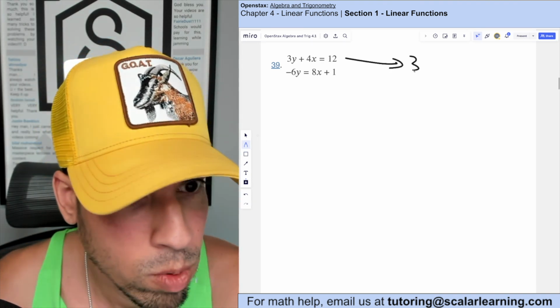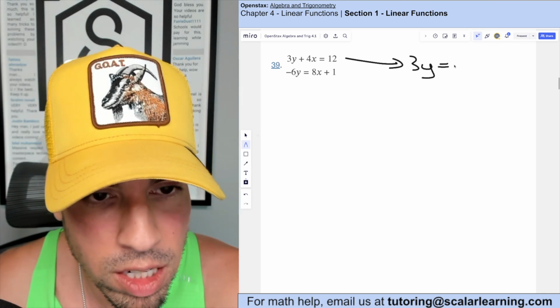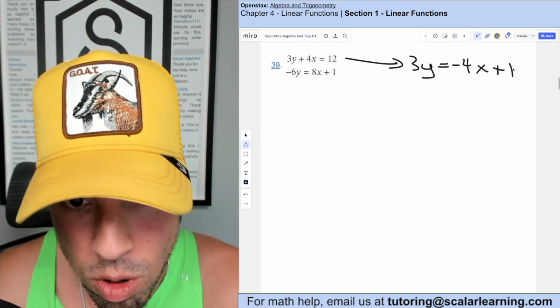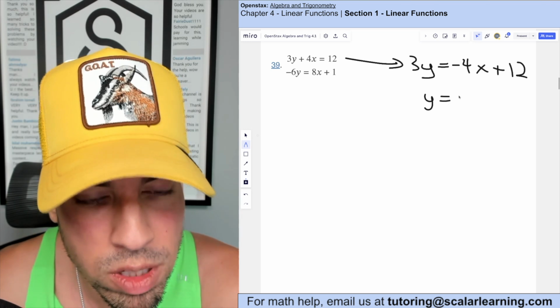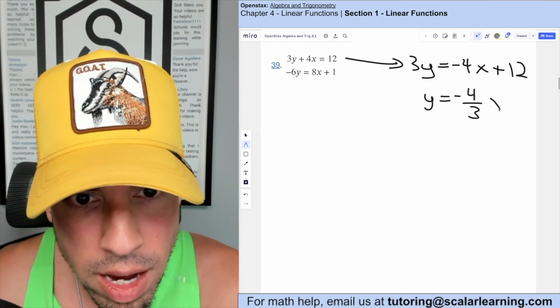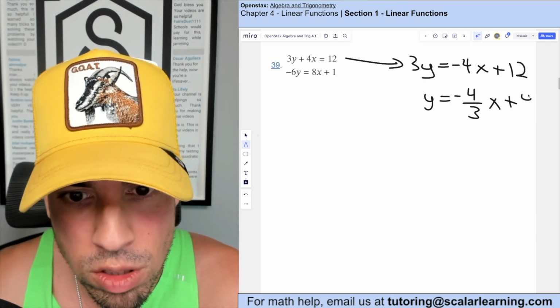For this one, once again, I'm going to put each one in slope-intercept form. So let's start with this one. We're going to subtract both sides by 4x, so I get -4x plus 12. Then I'm going to divide by 3. y equals -4/3 x plus 12 divided by 3, which is 4.